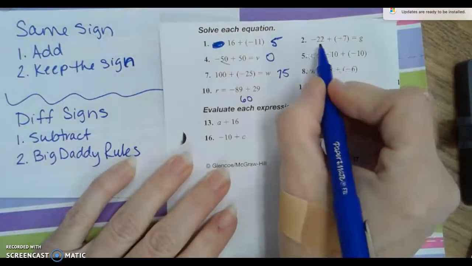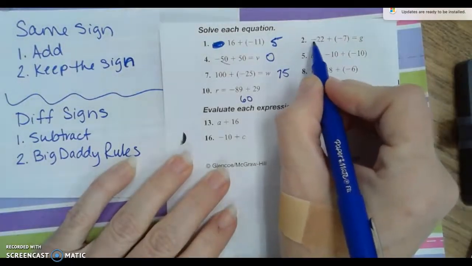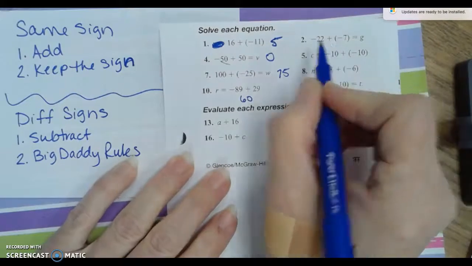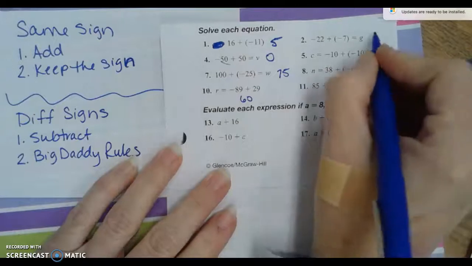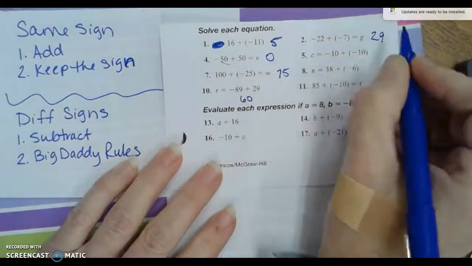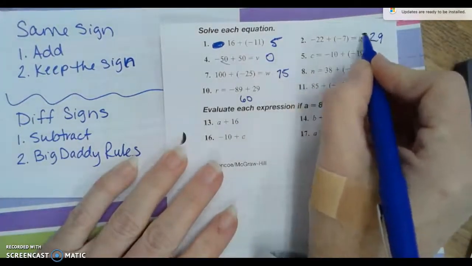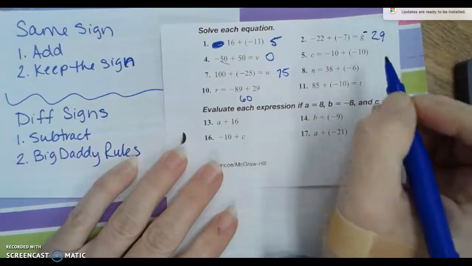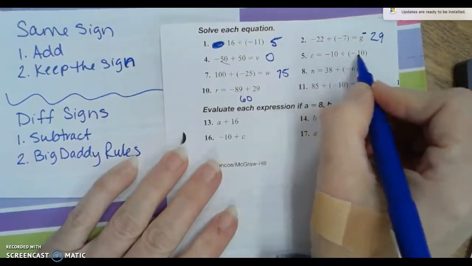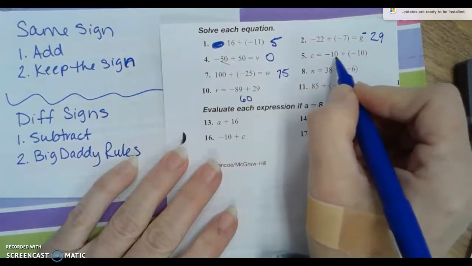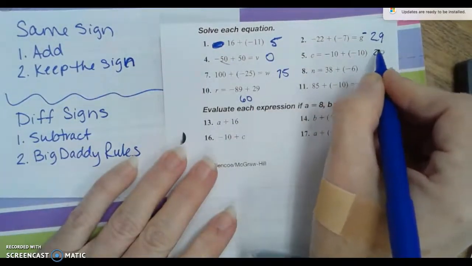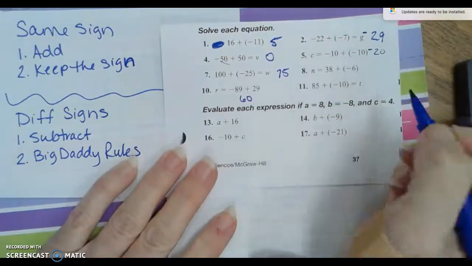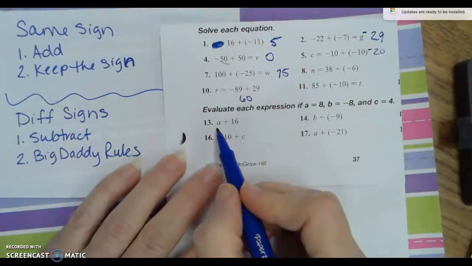Let's see, the signs are the same. So they're both negative. So when the signs are the same, step 1 tells us to add. So when we add, we get 29 and keep the sign. The signs are negative, so we're going to keep the negative. If we look at these two, the signs are the same. It says add and keep the sign, so we're going to add and get 20, and it's going to remain negative. Okay, let's skip down to these problems.